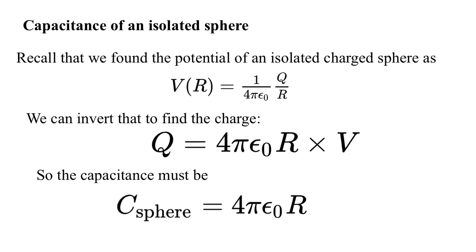So we can invert that to get the charge. The charge would have to be 4 pi epsilon naught r times v, which means the capacitance has to be 4 pi epsilon naught r. So we get that the capacitance here is just proportional to the radius.